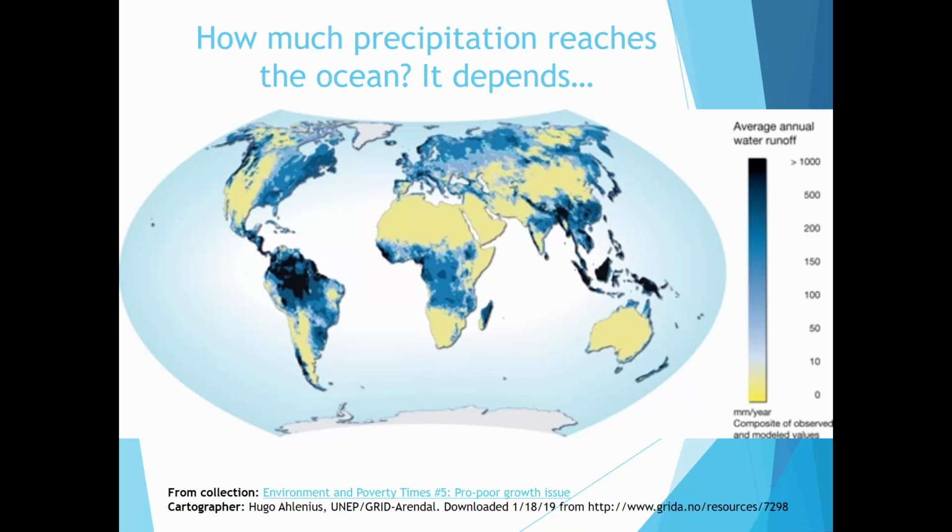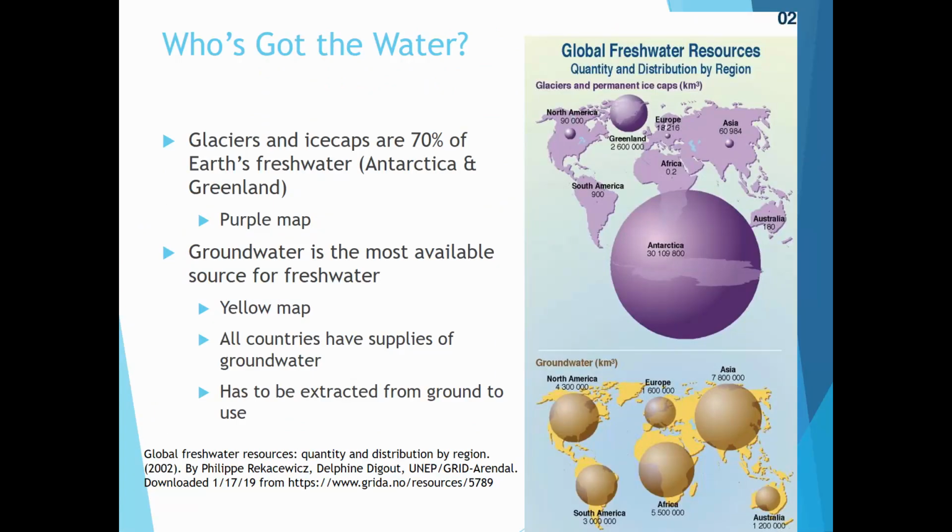And so this is another map that shows how much of the precipitation that falls on a region reaches the ocean. And this kind of reinforces the previous map. So in the tropical regions where there's a lot of rainfall, most of that actually gets to the ocean. And there's high levels of annual water runoff getting to the ocean. And then in these areas where we saw less precipitation, most of that gets consumed before it actually gets to the ocean.